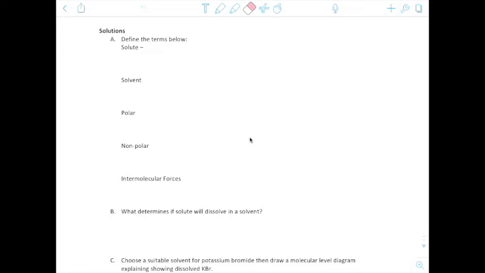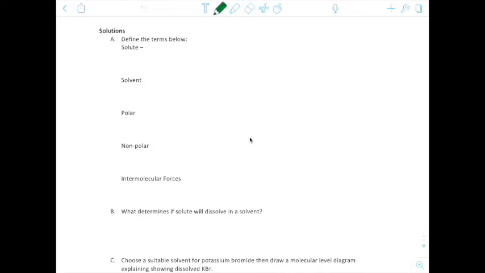It says define the terms below: solute, solvent, polar, nonpolar, and intermolecular force. Now, a solute is what is being dissolved. It's the solid normally put into a liquid, but essentially it's just the substance that's in the least amount. A solvent tends to be the liquid. We usually think of water as the solvent, but it is what is doing the dissolving.